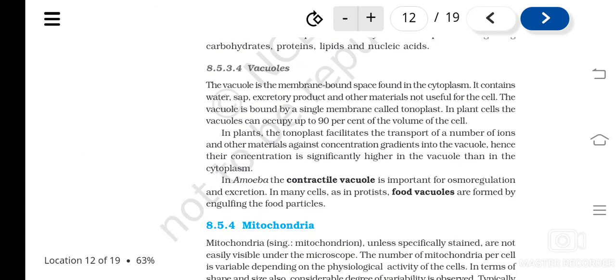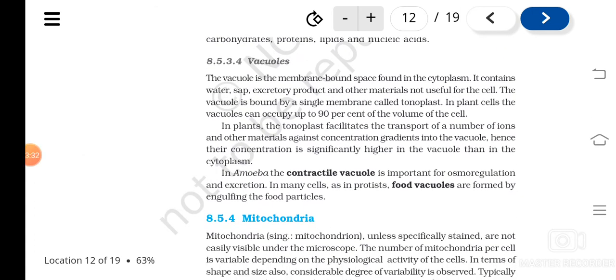Next is what? Vacuoles. So the next organelle is vacuoles. So vacuoles are what? Membrane bound spaces in the cytoplasm. In the cytoplasm, there are certain spaces which are covered by plasma membrane or cell membrane. So what does it contain? It contains water, sometimes cell sap, then excretory products which are not useful for the plants.